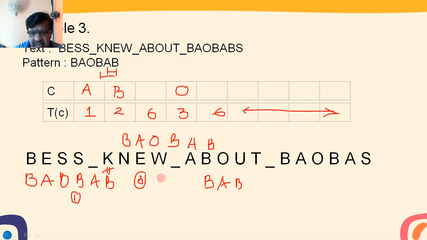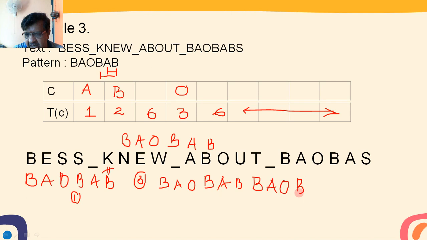Now what is the text character over here? U is not found anywhere over here, and for U the shift size is equal to the pattern length. It is a big jump, B A O B A B.